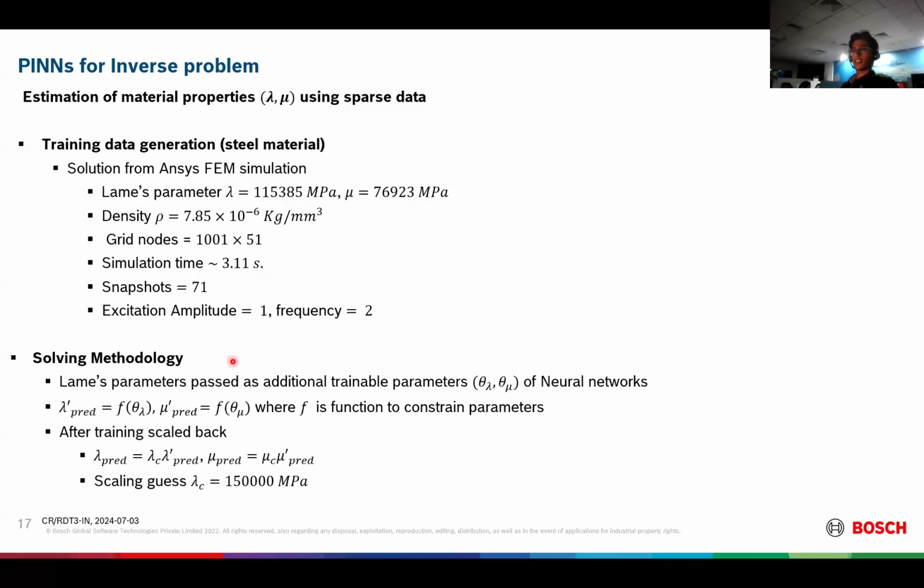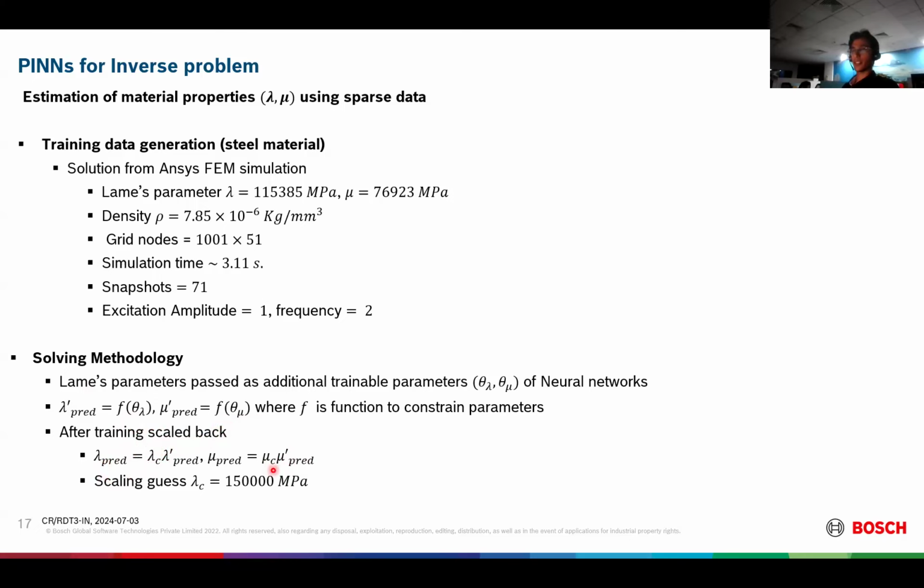And here is our solving methodology. For inverse modeling, we already know that for PINNs, we have to pass the parameters as additional parameters along with the weights and biases. So here we represent the parameters lambda and mu as weights, given by theta of lambda and theta of mu. And then lambda prime, which is our prediction, is given by some function of these parameters. So basically this f is a constraint function, we can say, for these parameters, and that highly affects the prediction quality.